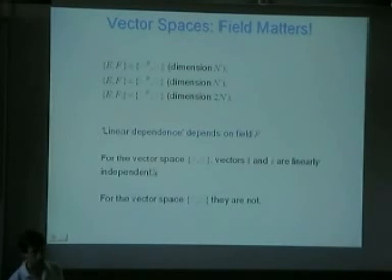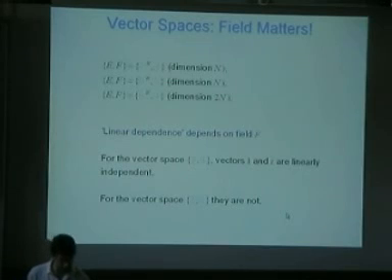Why is that? For a vector space, if the set you choose is C and the field you choose is R, then 1 is an element of the vector space, and i, another element of the vector space, are linearly independent. But if the set is C and the field is C, they are not. So the field is a critical component of the vector space. It really matters.